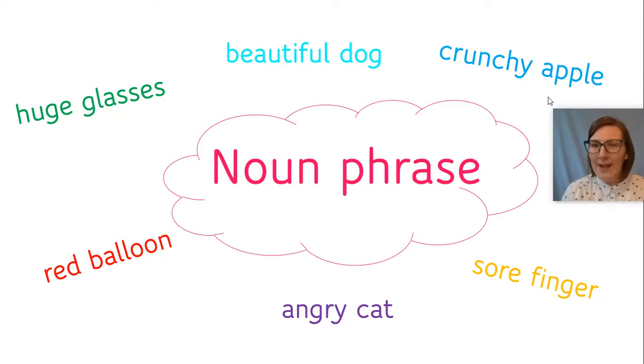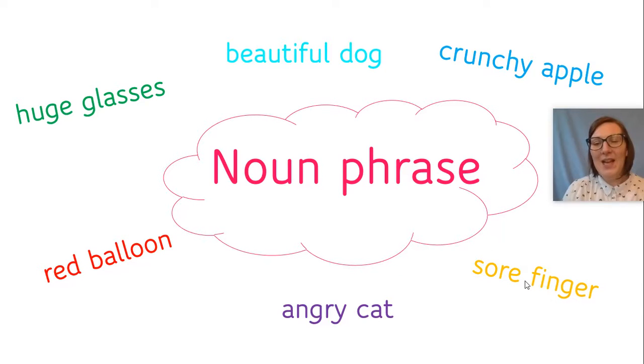Now, in this one here, crunchy or apple, which is the noun? Crunchy or apple? Can you tell me? Yes, apple is the noun, so crunchy is the adjective. Crunchy apple is my noun phrase. What about this one down here? Angry cat. Which is the noun? Which is the adjective? Yes. Noun, cat. Adjective, angry. Angry cat. That's my noun phrase.